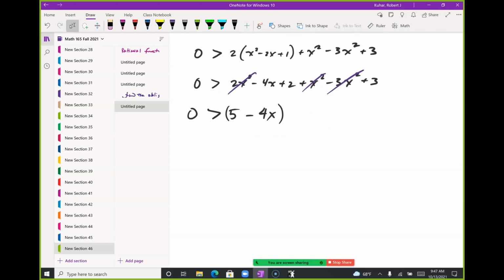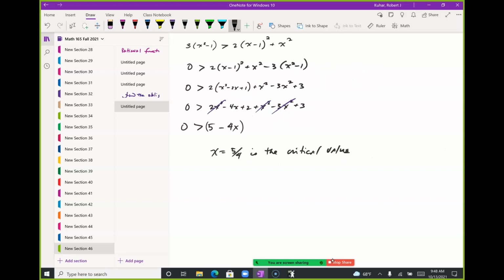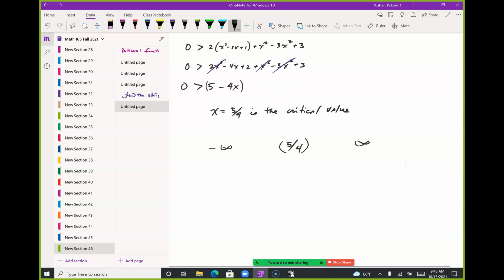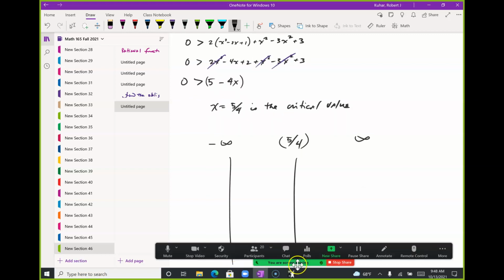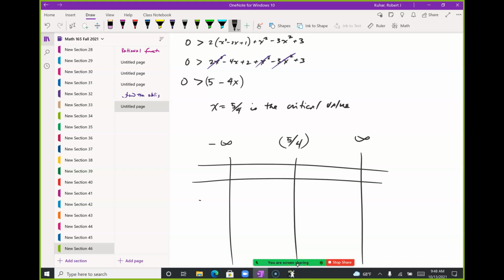So I have just one factor and one critical value. My critical value is what? 4/5? No, 5/4. So x equals 5 over 4 is the critical value. Right? And so I'm going to create my sign table from minus infinity to 5/4 to infinity, and I'm going to use empty parens there because I can't get to it. Zero's got to be bigger than that, right? It can't be equal to it. And so now I'm going to create my columns here and my rows. I only have one factor, so 5 minus 4x, right?